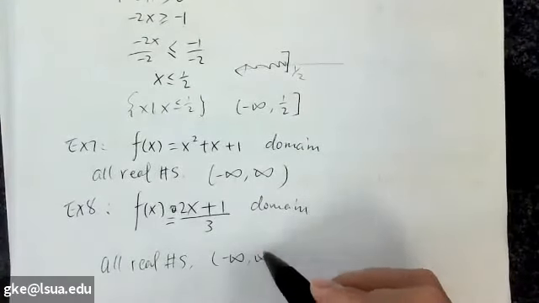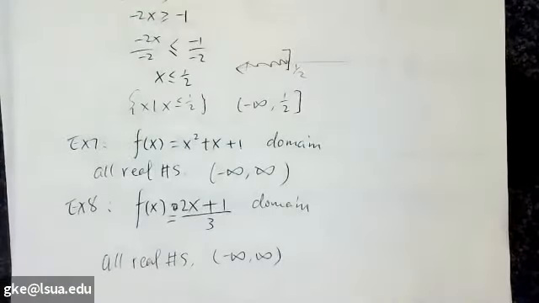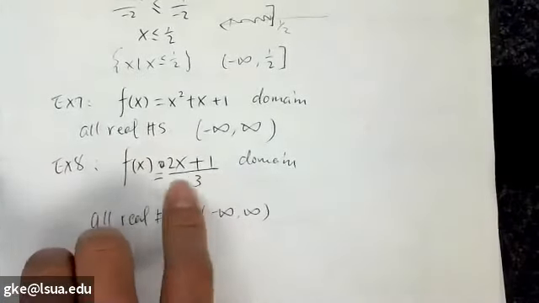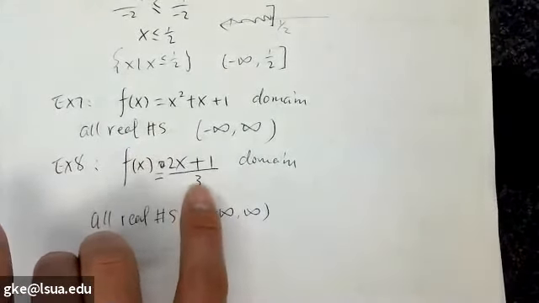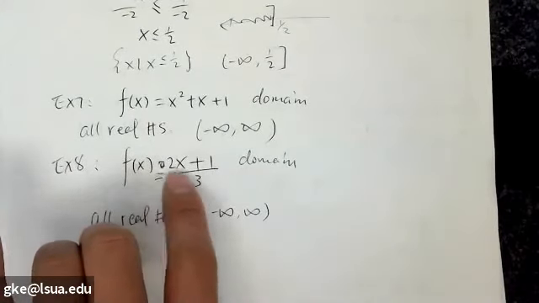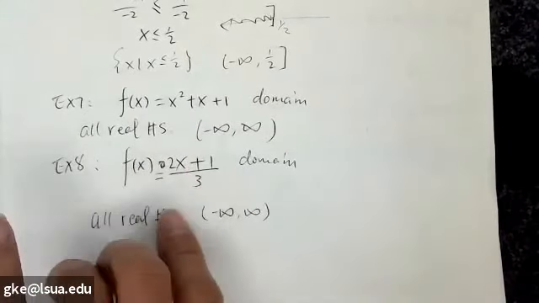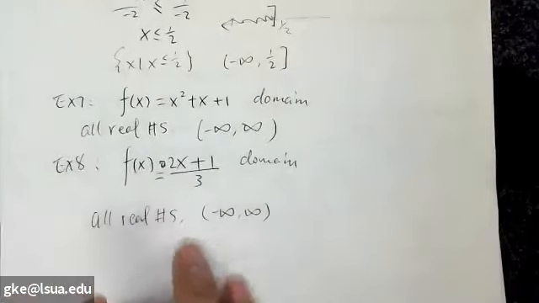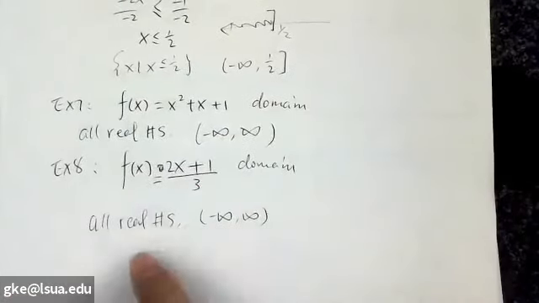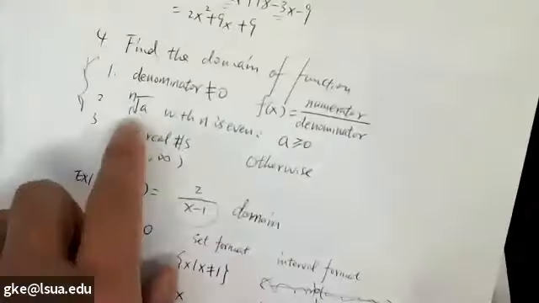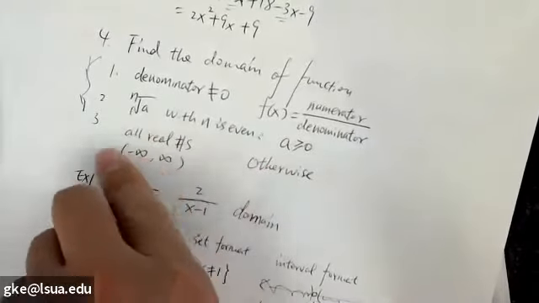And x should be from negative infinity to infinity. Although it has a fraction, the denominator has nothing to do with x. It's a 3, so the denominator is already non-zero. So that means here it should be negative infinity to infinity. Okay, that's a very special case. It belongs to the last scenario, otherwise.